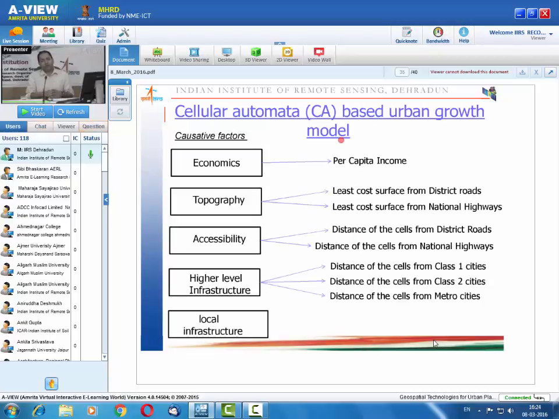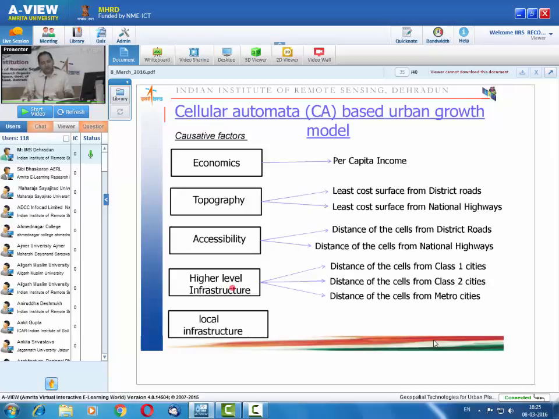As I told you, we are trying to do this modeling at a very coarse resolution. We have taken some factors, like the per capita income of each state, and the topography, that means the least cost surface for traveling to a district road. You may be near a road, but the terrain may be such that making a road is impossible. So we used the least cost surface, which incorporates the distance from the road along with the topography between a piece of land and the road. The third thing is accessibility. The fourth is the level of infrastructure.